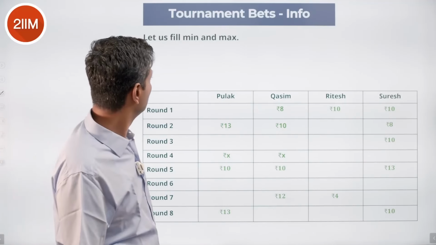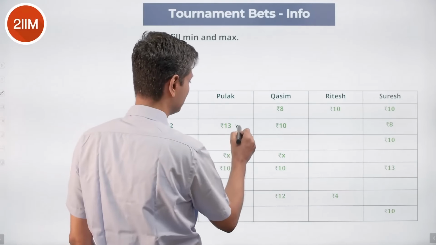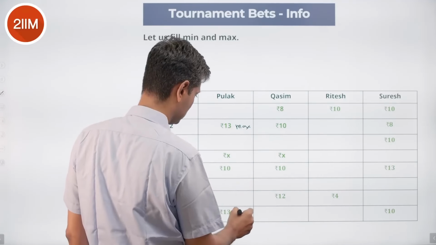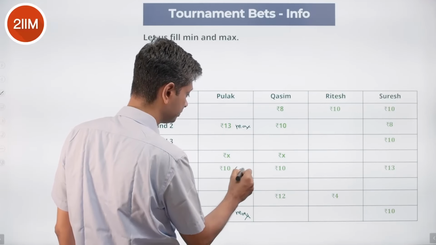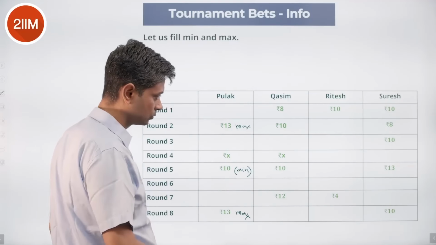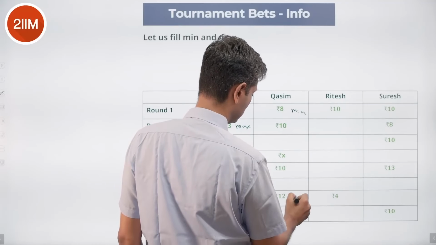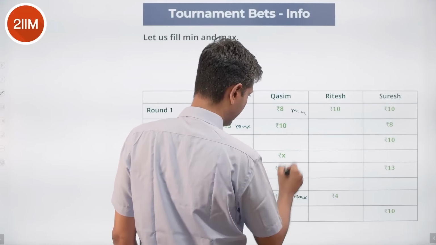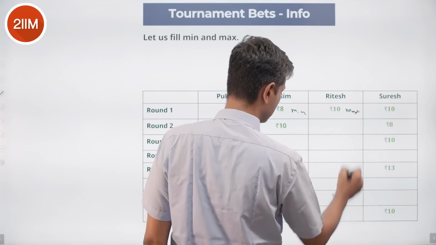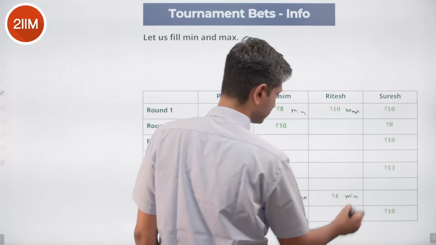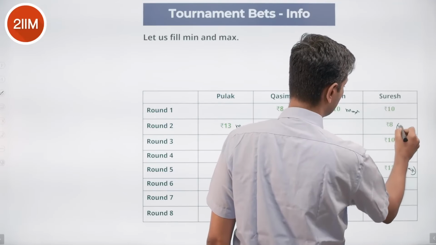Right? Let us fill the maximum and minimum first. This is max. This is the maximum. 10 happens to be the minimum. Okay. This is the minimum. This is the maximum. 10, 10. This is 10 itself is the maximum. 4 is the minimum. 13 is the max. 8 is the minimum.